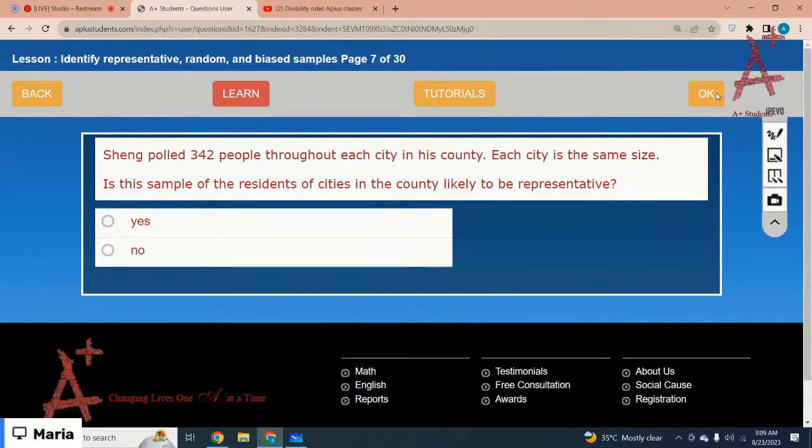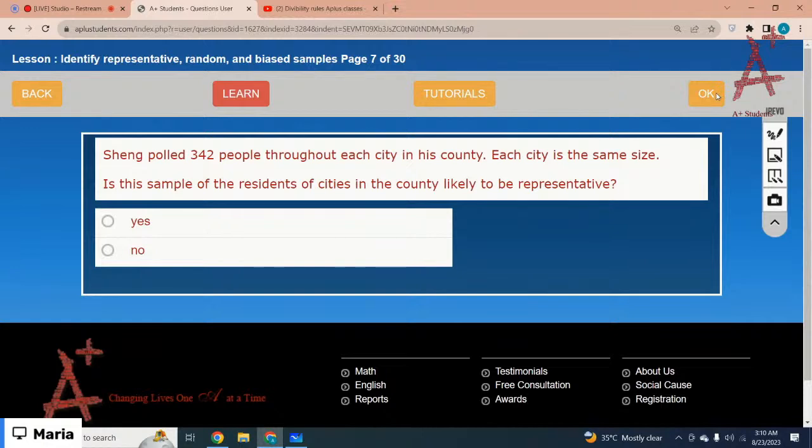Sheng polled 342 people throughout each city in his country. Each city is the same size. Is the sample of the residents of the cities in the country likely to be representative? Which is the correct option? Yes or no?